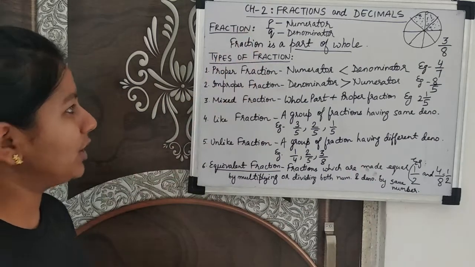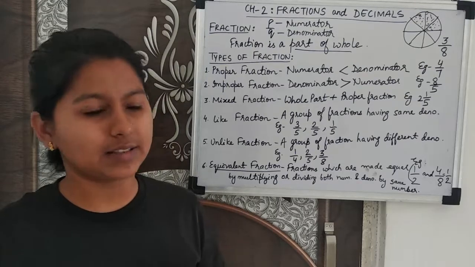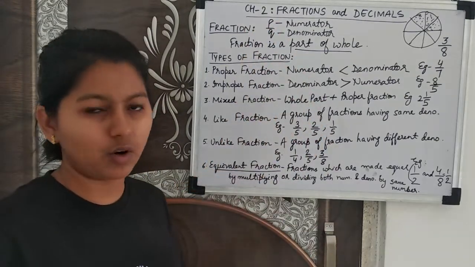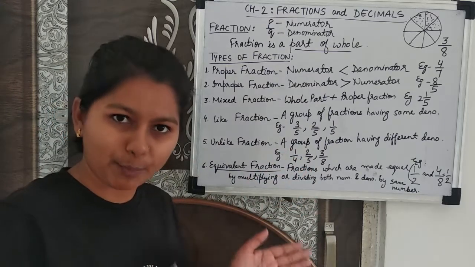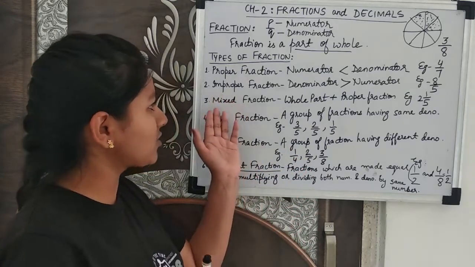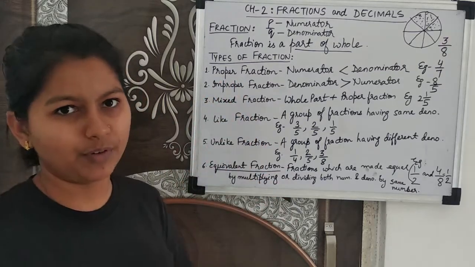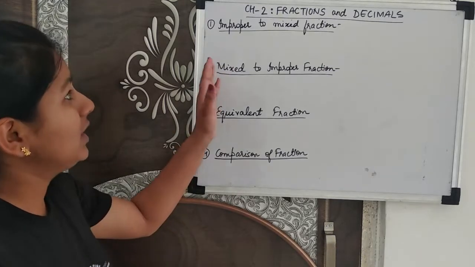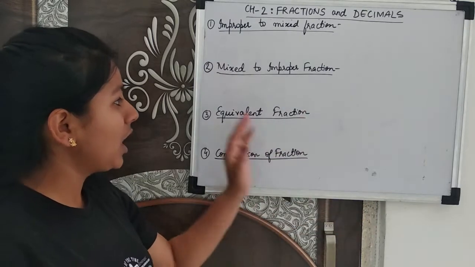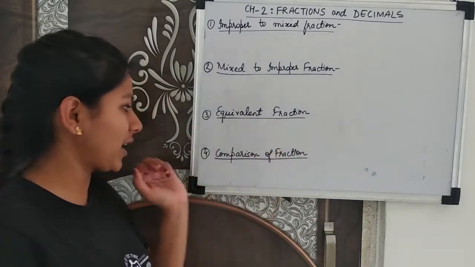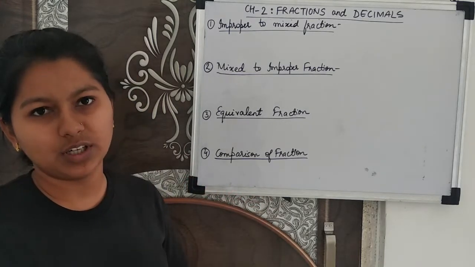So this was all about different types of fractions. These different types of fractions we have studied in class 6 also. So I have just revised all the topics. Now we will revise how we can convert proper and improper fractions into mixed fractions, and how we can convert a mixed fraction into an improper fraction. We will understand how to convert improper to mixed, mixed to improper, how we can find equivalent fractions, and how we can compare two fractions or more than two fractions.